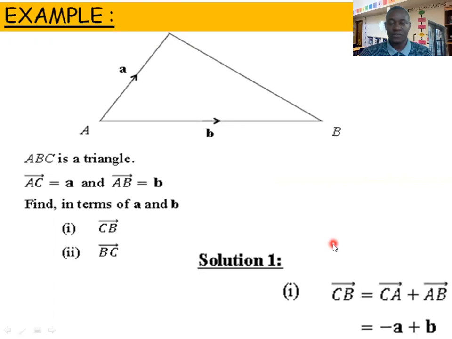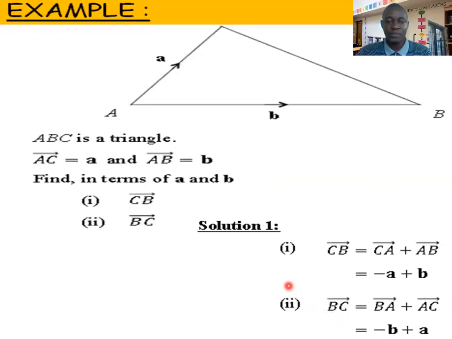So let's get on to our solution. For the first one, we have the vector CB is vector CA plus vector AB. That is, the vector CB is simply the movement from C to A and then from A to B. Vector CA, like I said earlier, is the negative of vector AC, that is minus A, and the vector AB is given, that is B. So the solution to that is minus A plus B.